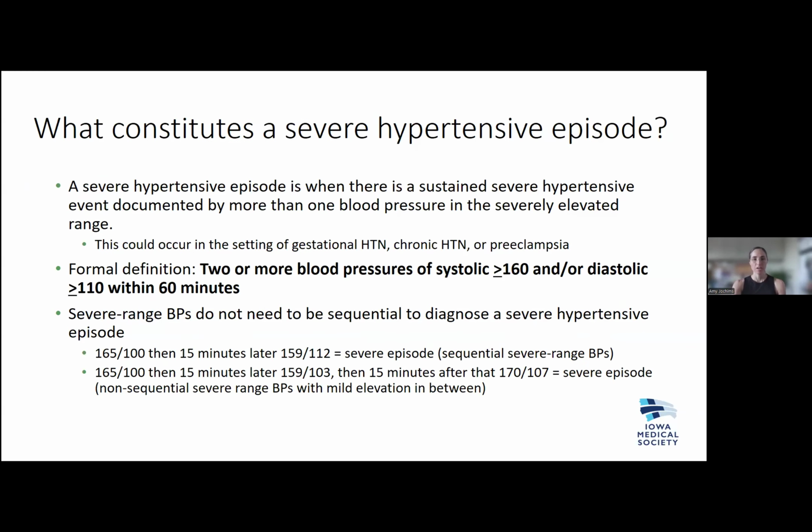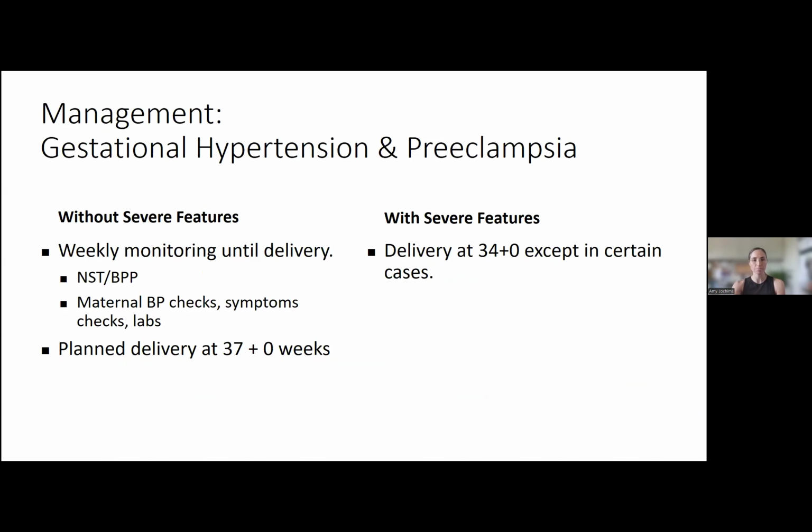Okay, perfect. So what constitutes a severe hypertensive episode? A severe hypertensive episode is a sustained severe hypertension event documented by more than one blood pressure, just as we talked about. It can occur with gestational hypertension, chronic hypertension, or preeclampsia. There's a formal definition that we talked about, and how that can be construed with not being back-to-back in consecutive measurements.